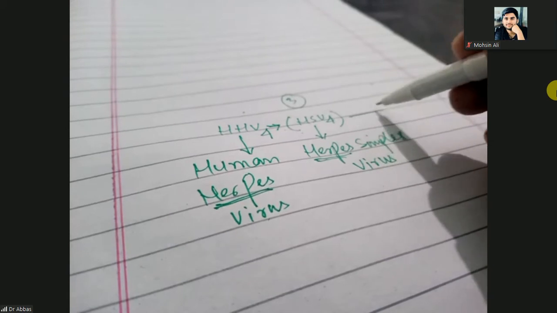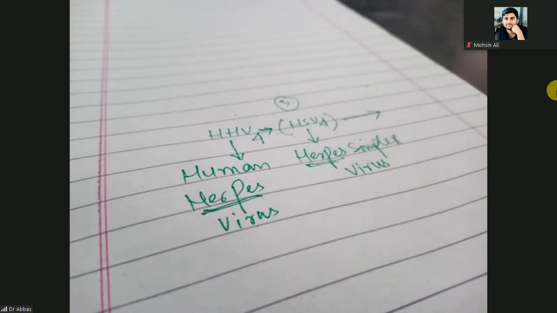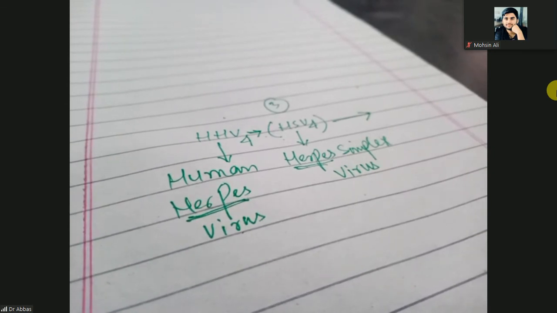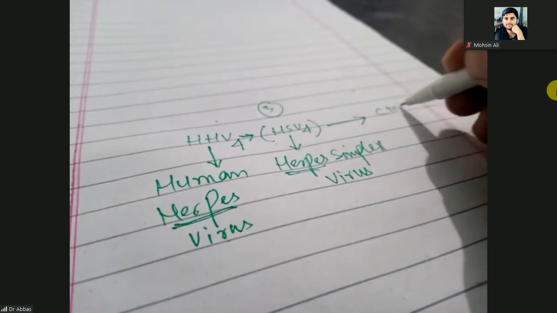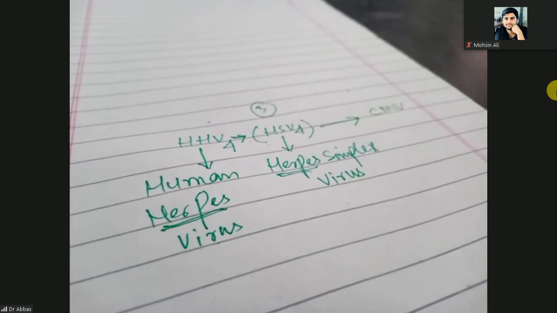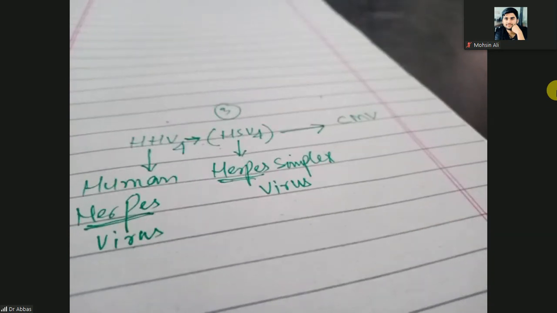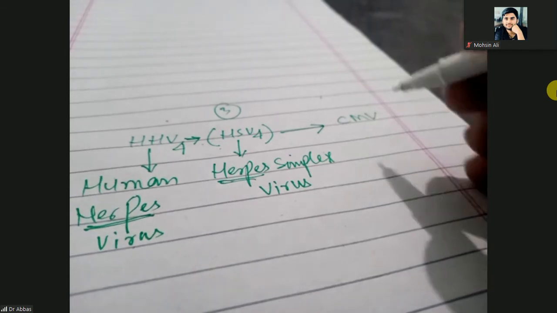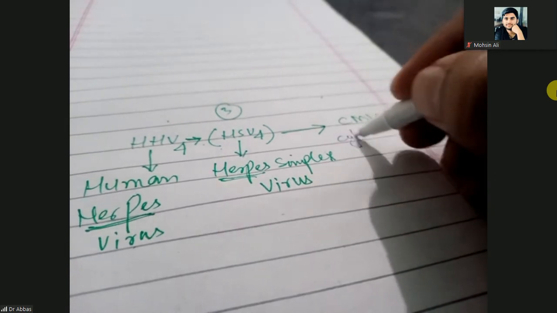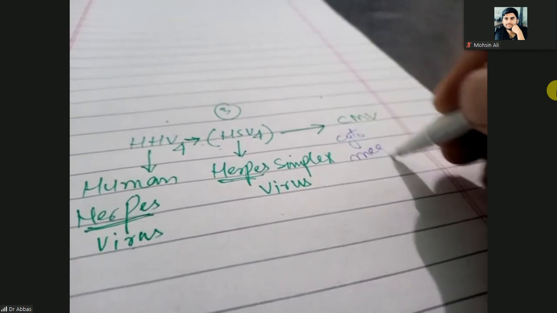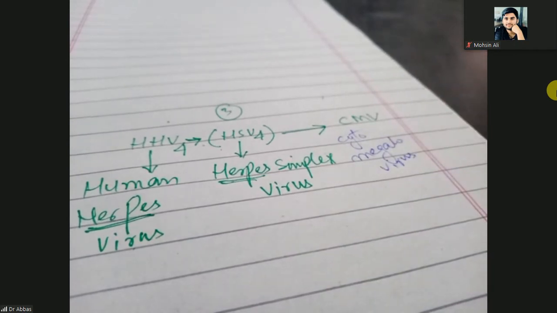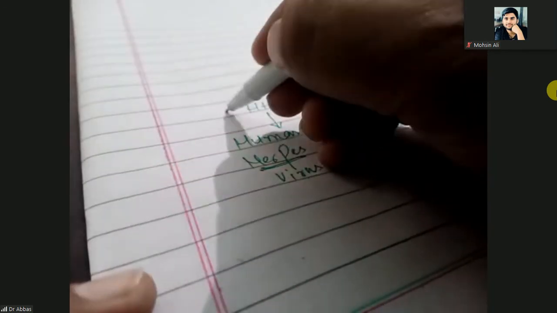So HSV4 or HHV4 is nothing but the cytomegalovirus, CMV. We will discuss cytomegalovirus in detail. Okay, so this is the fourth category.